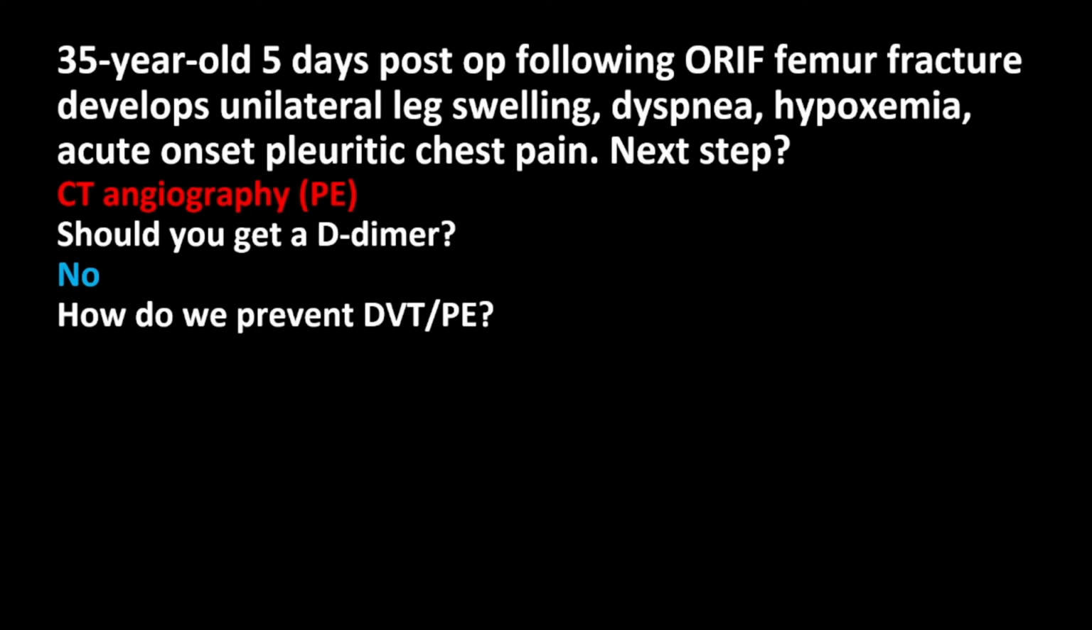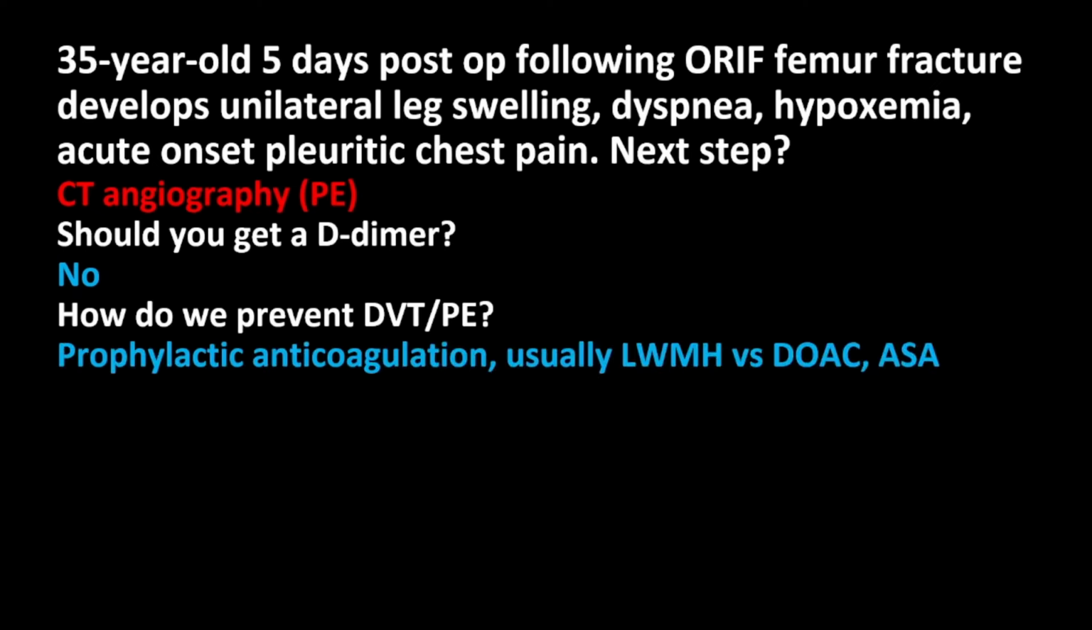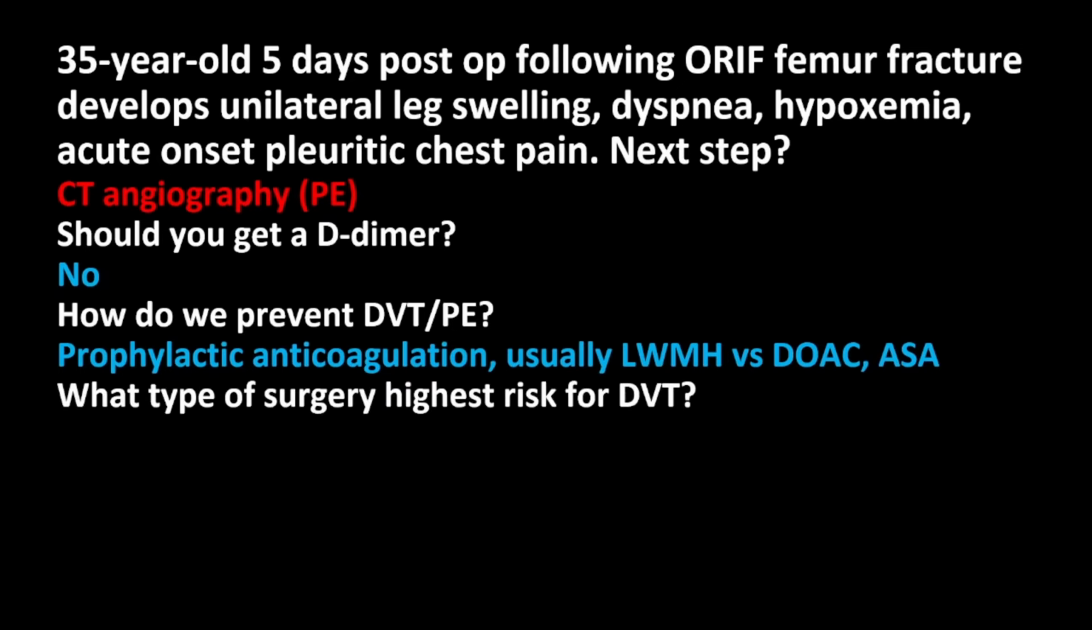So how do we prevent DVTs and pulmonary embolus in the post-op setting? If any of you have worked in the hospital, you know this one, but this is prophylactic anticoagulation, usually with Lovenox, so low molecular weight heparin. But if a patient is discharging, you can also consider a DOAC, like apixaban, or even aspirin for some orthopedic injuries. Which type of surgery has the highest risk for DVT? Interestingly enough, it's orthopedic injuries.